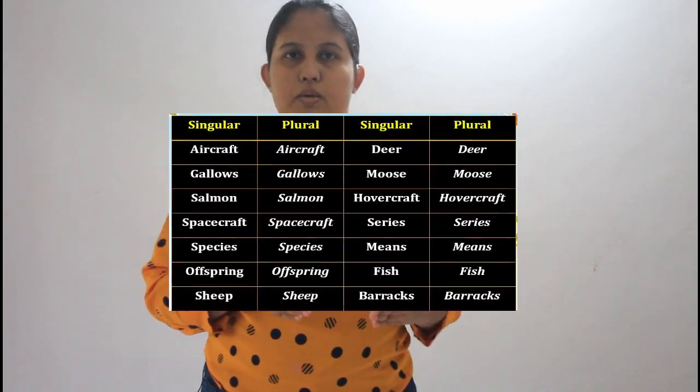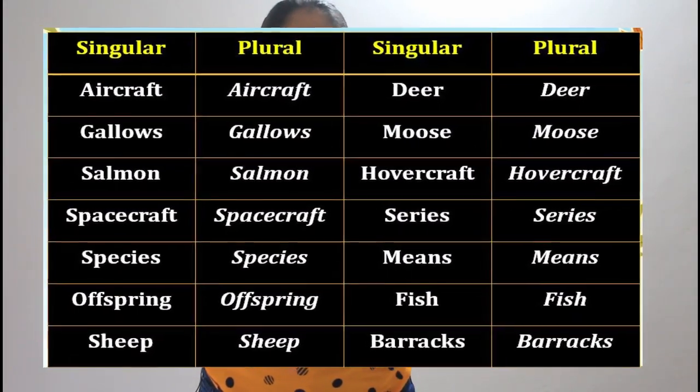Rule number 9. Some nouns use the same singular and plural form. As example, aircraft, aircraft. Sheep, sheep. Fish, fish. Deer, deer.